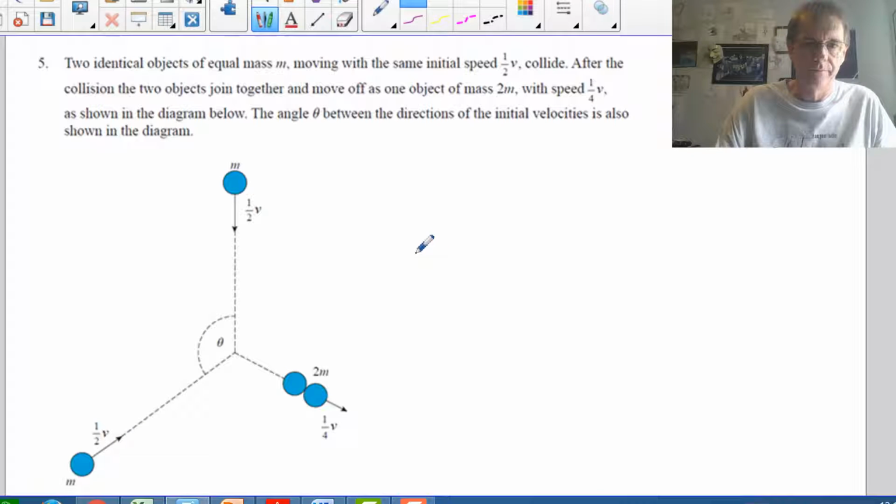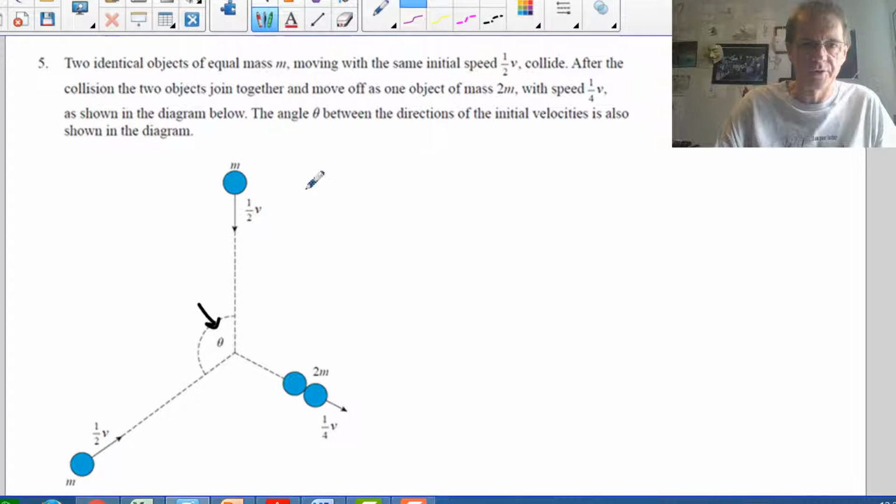Now let's try another one where there are no numbers again, which seems to be very hard. You've got an object that's come in and struck another object that's come down from the top, and then they've stuck together and moved off. Two identical objects of equal mass moving at the same speed collide. They join together and move off as shown below. The question here was to find the angle theta. It's not shown here because it's below the picture.